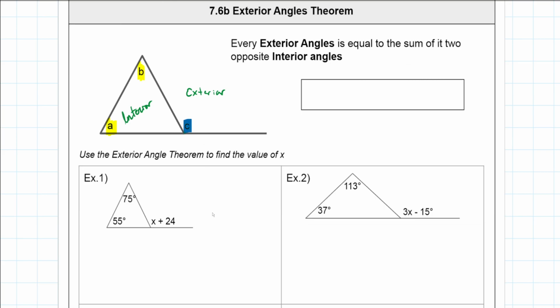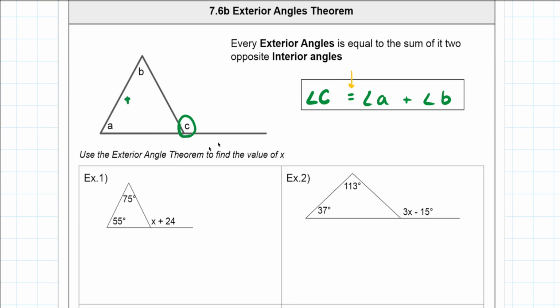Pretty straightforward, right? Okay. So what is the exterior angles theorem? Well, the exterior angles theorem states that every exterior angle is equal to the sum of its opposite interior angles. So in other words, angle C, this exterior angle, is equal to the sum of angle A plus angle B. And there you have it. We have an equal sign and things that we can plug our variables into. Lovely, isn't it? So simple.